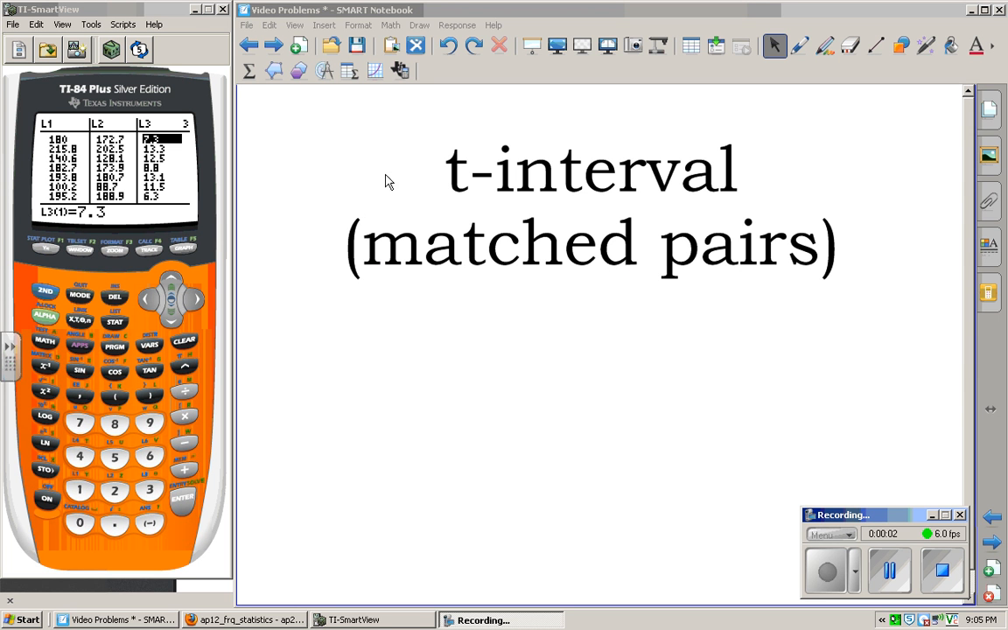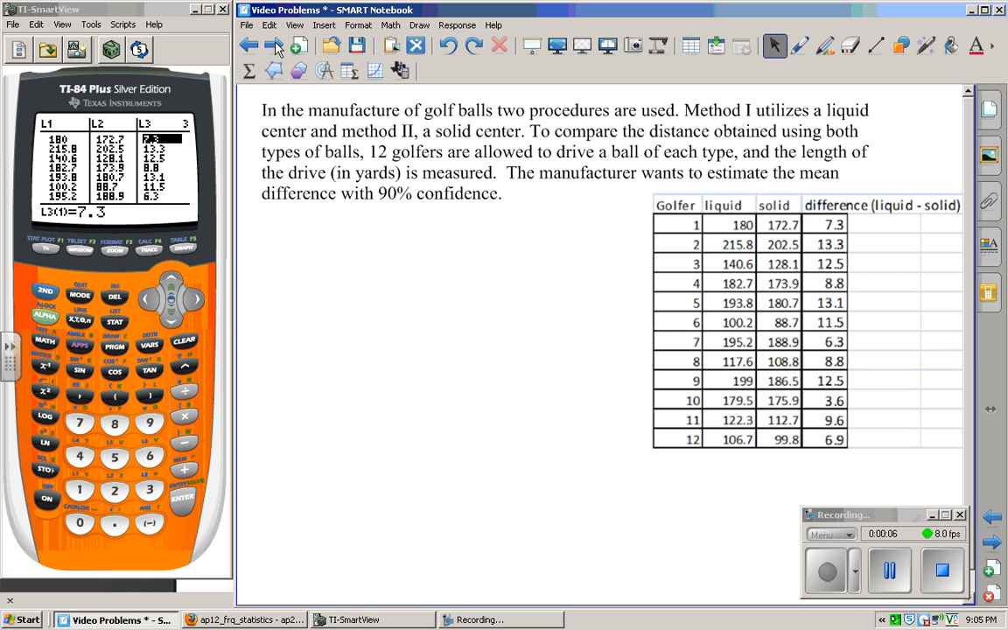Hello everyone, this is an example of a one-sample T interval, the matched pairs version. So here's the scenario. In a manufacture of golf balls, two procedures are used. Method 1 utilizes a liquid center and Method 2 a solid center.